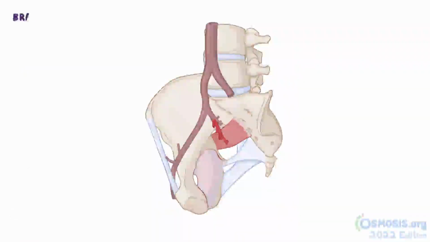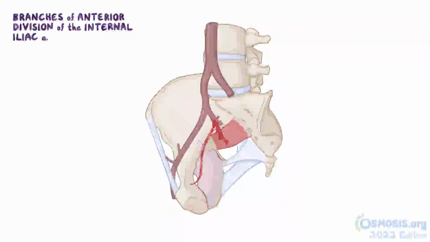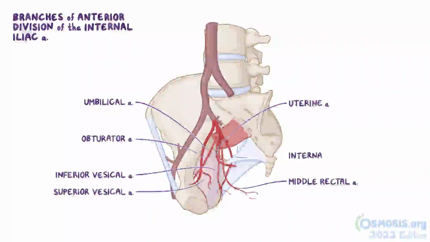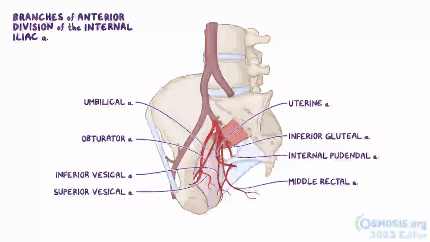Let's zoom in on the branches of the anterior division of the internal iliac artery. There are 9 branches coming off the anterior division of the internal iliac artery: the umbilical, superior vesical, inferior vesical, obturator, uterine, middle rectal, internal pudendal, and the inferior gluteal arteries. And in biologically female individuals, there are also vaginal arteries.